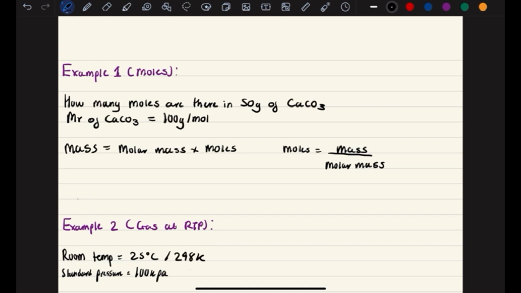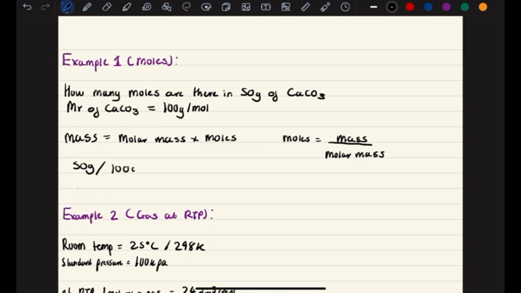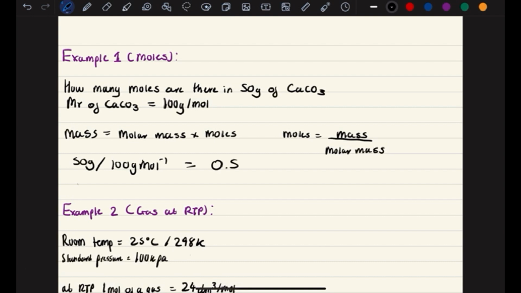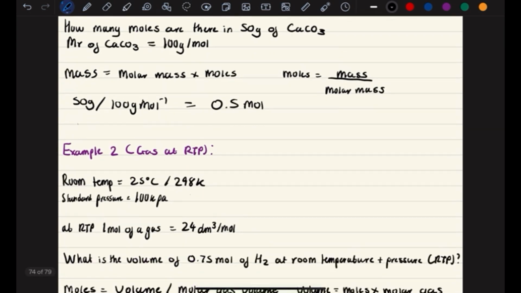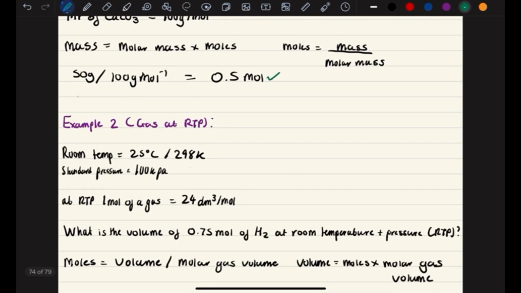Think back to your mass. We rearrange this equation. We're going to have the number of moles is equal to the mass divided by the molar mass. Now, let's input our values. Our mass was 50 grams. Our molar mass was 100 grams per mole. We're going to do moles to the minus 1. Put that into the equation, you get 0.5 moles as your answer. Hope that makes sense. So 0.5 moles would be your answer here.